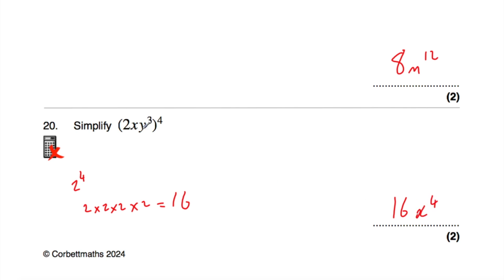And then in terms of our y's, well, remember, power of a power, we multiply the powers together. 3 times 4 is 12, so it's going to be y to the power of 12. So the answer is 16x to the power of 4, y to the power of 12. And that's it.